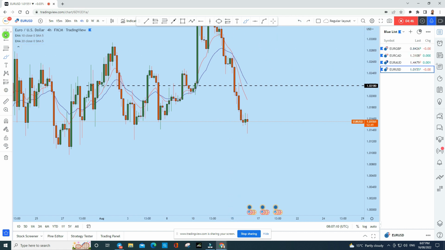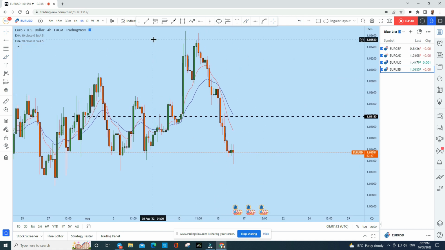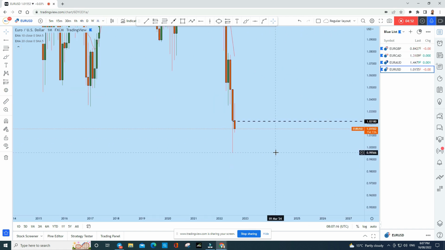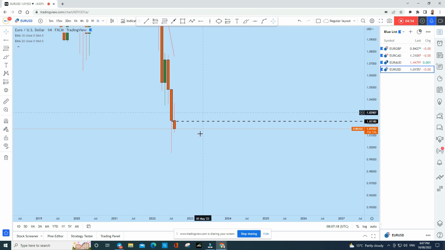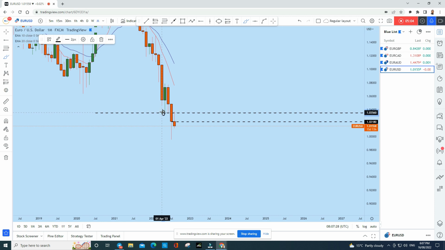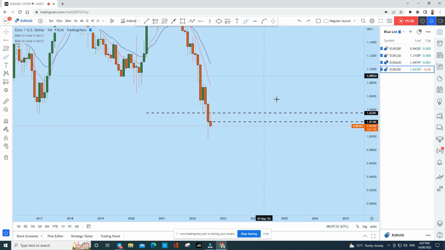Now let's see what we can find for the next trading opportunity. As usual, we will again look at the bigger picture, the monthly perspective. On the monthly EURUSD, you have seen that this is long term bearish price action, and from this important level of resistance, EURUSD strongly rejected to the downside.